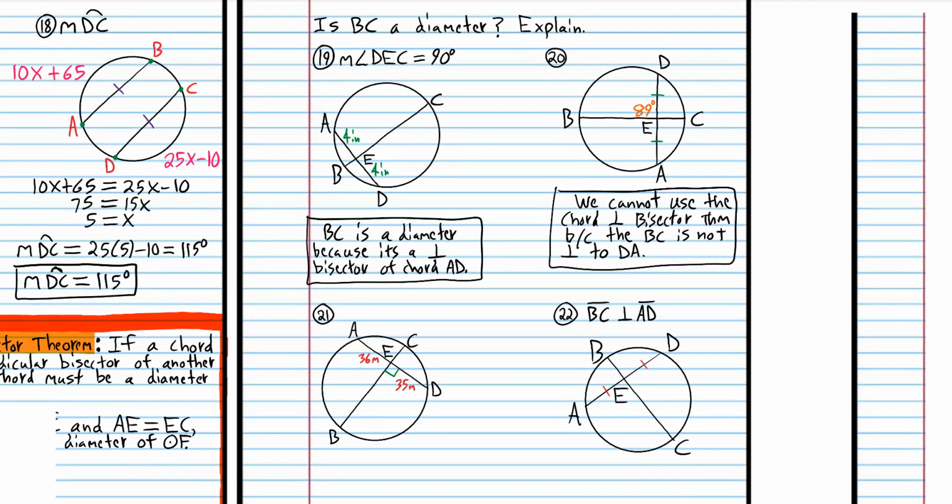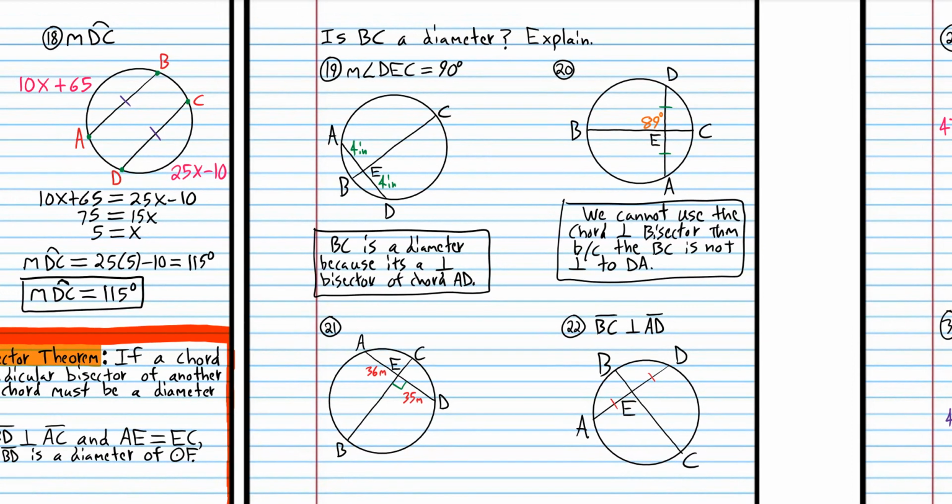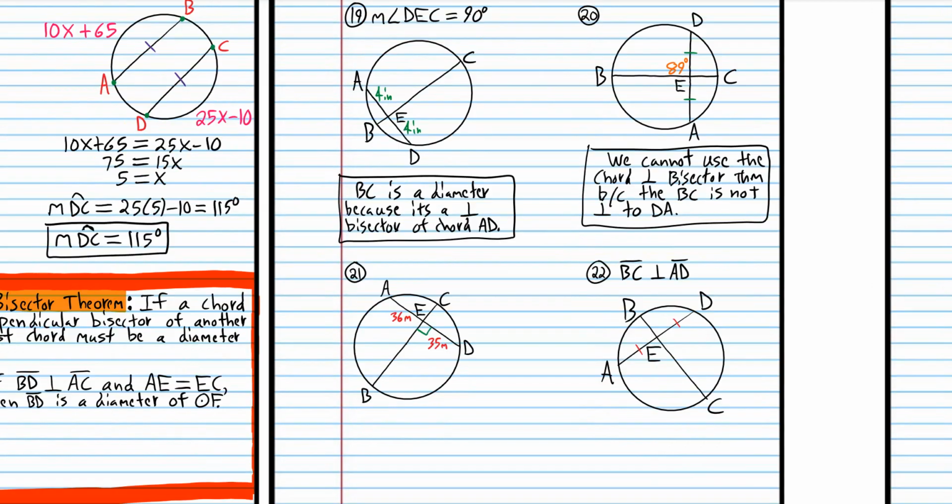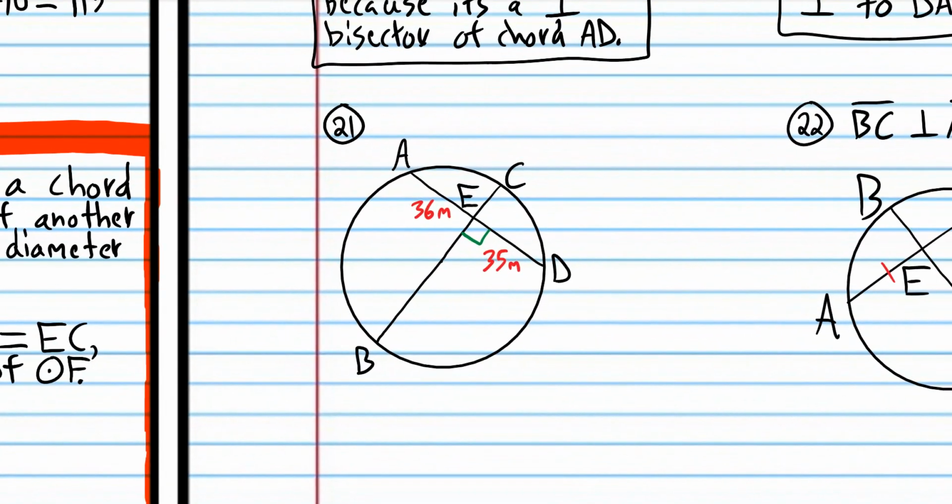So I'm going to leave those in the window, and I want you to try number 21, and when you come back, we'll do it together. All right, we're back. BC is perpendicular to AD, so that's good, but it's not a bisector of AD because this side is 35 and this side is 36.